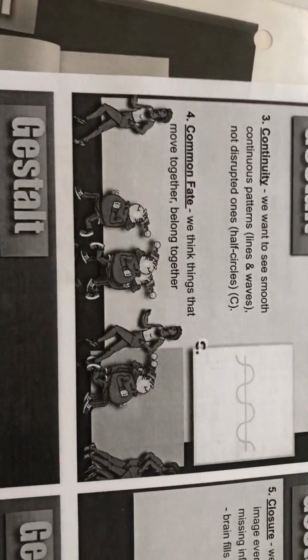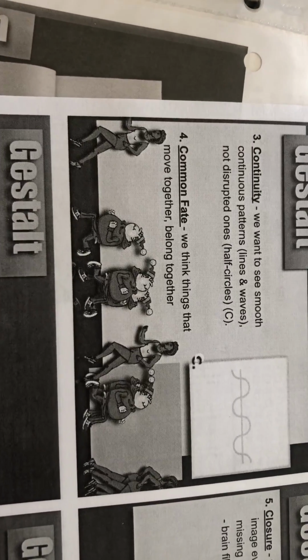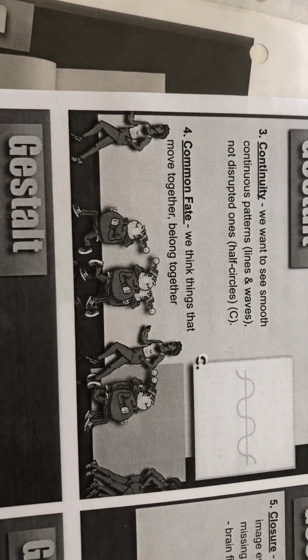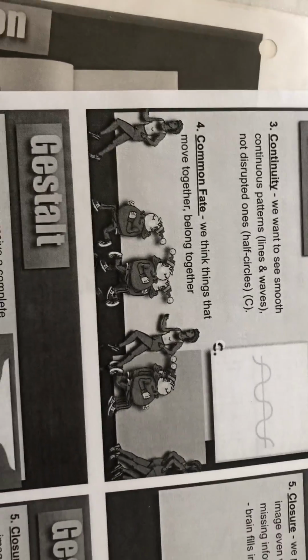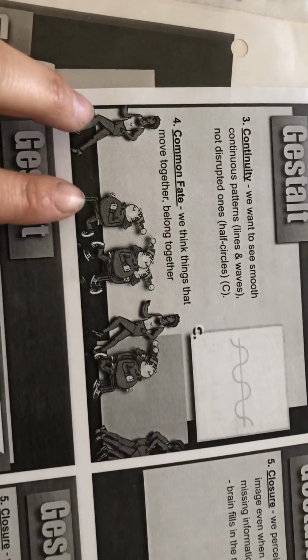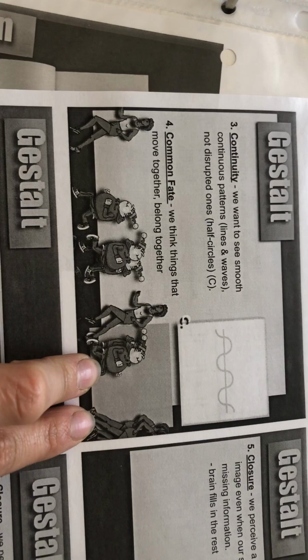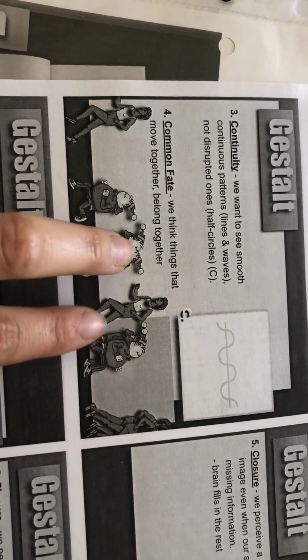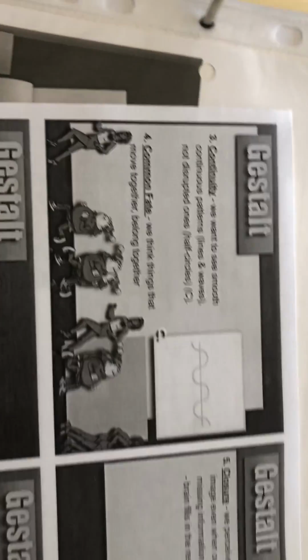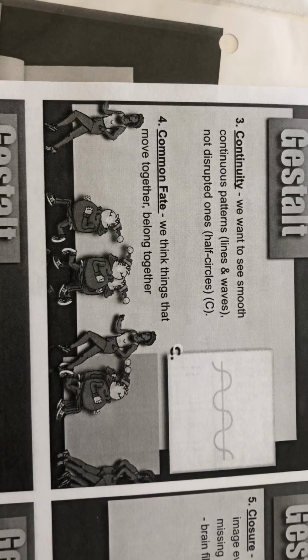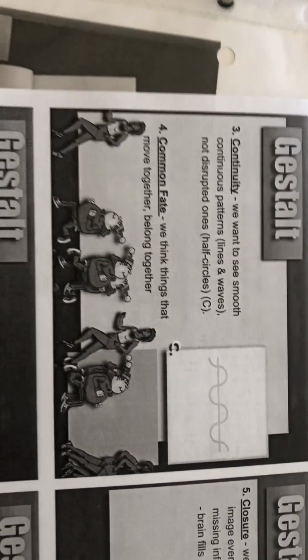Next thing is common fate. So things that move together belong together. So this little comic here, things that move together would belong together. If these 2 gentlemen were moving this way, and they turned around and started moving this way, we would think that they belong together, but if all of a sudden they switch directions, they might not actually belong together. So common fate, we think things that move together belong together.